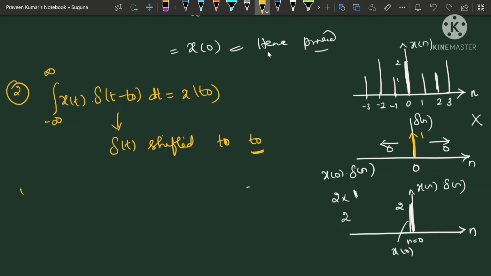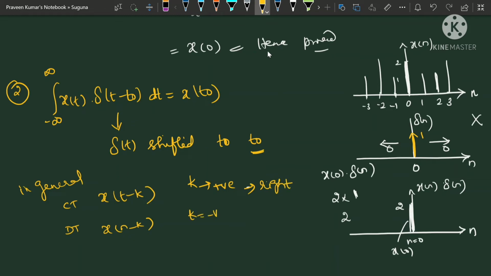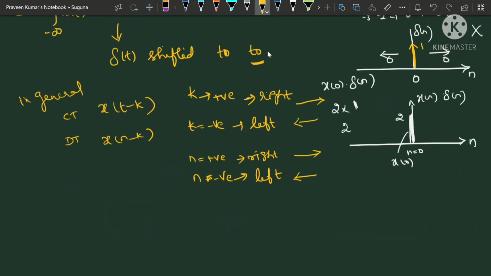Okay, in general, how do we describe shifting? Continuous shifting is x of t minus k. For discrete shifting, x of n minus k. That means x of t is shifted k times. X of n is shifted n times. Okay, if k is positive, this is right shift. If k is negative, it is left shift. Similarly, if n is positive, it is right shift. If n is negative, it is left shift. Okay, so we will see this detail in the coming lecture.